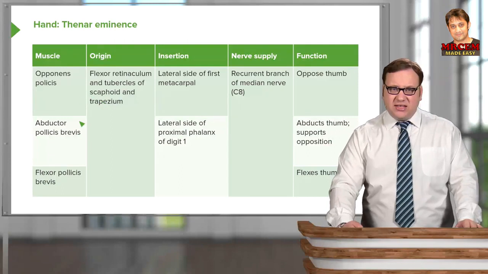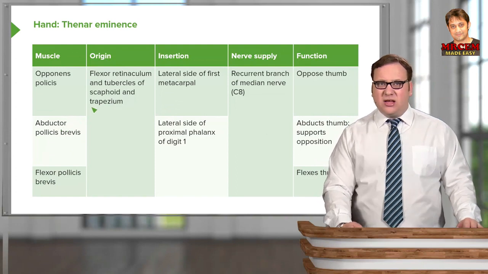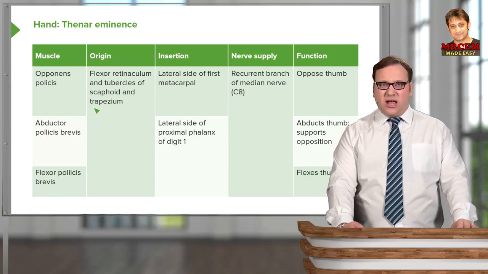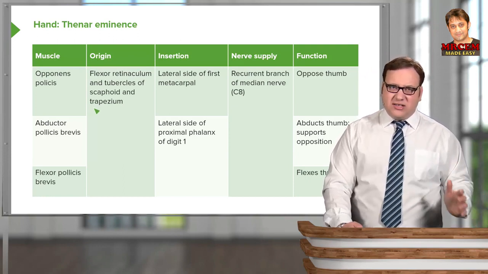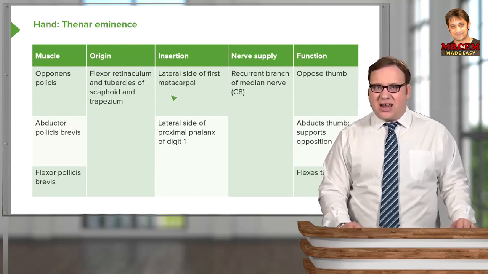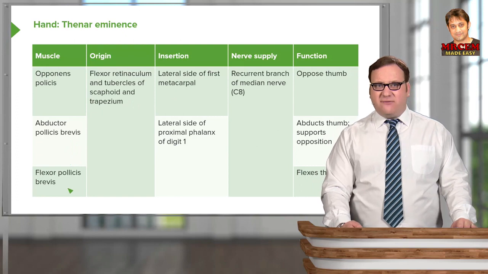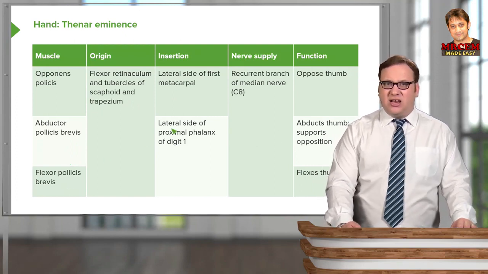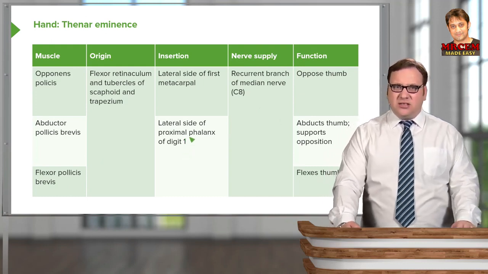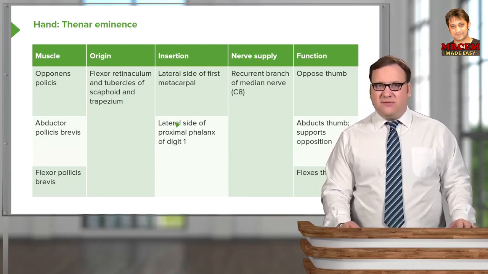We can see the muscles here in this table, highlighting their origins and insertions, and all 3 of these muscles come from the flexor retinaculum and specific tubercles of the scaphoid and trapezium bones. So all of these 3 muscles have a common origin. Opponens pollicis inserts onto the lateral side of the first metacarpal. Abductor pollicis brevis and Flexor pollicis brevis attach to the lateral side of the proximal phalanx of the first digit. So just make sure you're happy with the origins and insertions and refer back to the diagram if necessary.